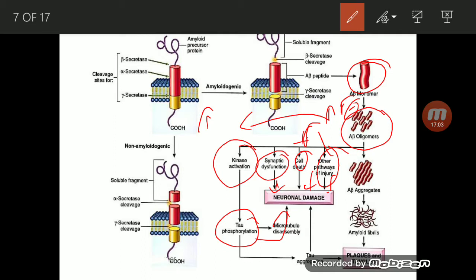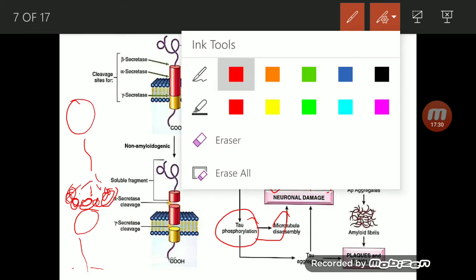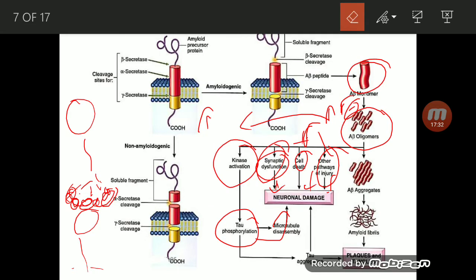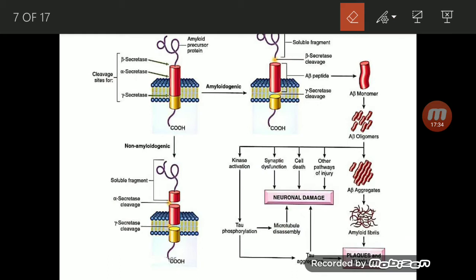Synaptic dysfunctioning occurs. Okay, why it occurs is, see, this is one neuron, the end of your neuron, and this is the dendrite of another neuron. So there's accumulation of amyloid beta plaques taking place over here. Because of the deposition of plaques in your synapses, your signal transduction gets hampered. So that's why there's synaptic dysfunctioning occurring. Okay, so I hope you got it.